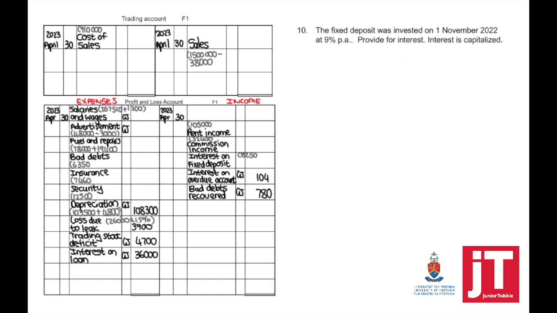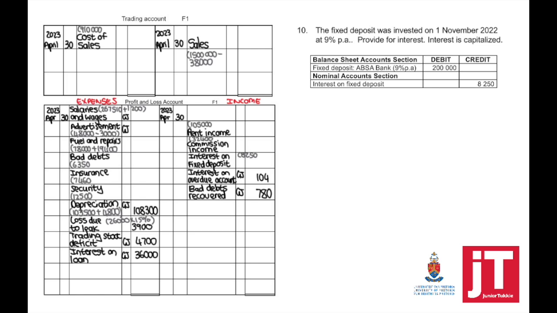Adjustment number 10. The fixed deposit was invested on 1 November 2022 at 9% per annum. Provide for interest. Interest is capitalized. Be careful with this again. So we've got the figures from the pre-adjustment trial balance. If I'm looking at my timeline, my accounting period ends 30 April, but it starts the 1st of May. We've invested on the 1st of November 2022. So interest cannot be calculated for 12 months if I've only invested on the 1st of November 2022. Interest must be calculated for 6 months.